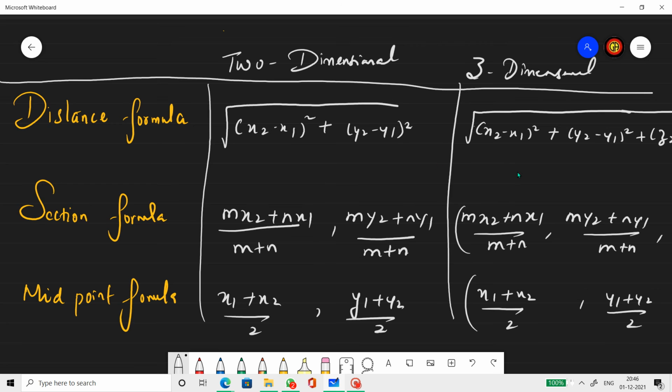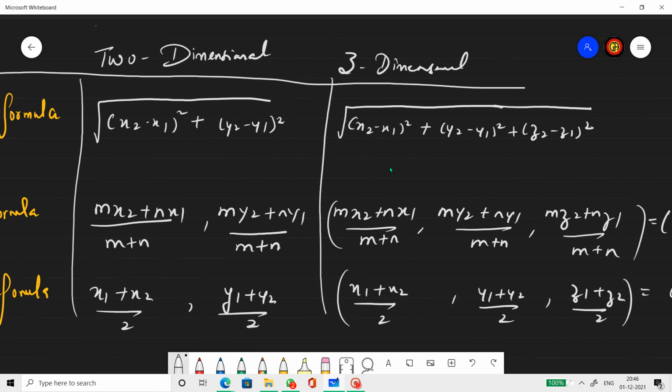So the same thing we do in three-dimensional geometry, but then apart from x and y, you will have a z also. So x2 minus x1 the whole square plus y2 minus y1 the whole square plus z2 minus z1 the whole square. So same 2 points but in a three-dimensional system.